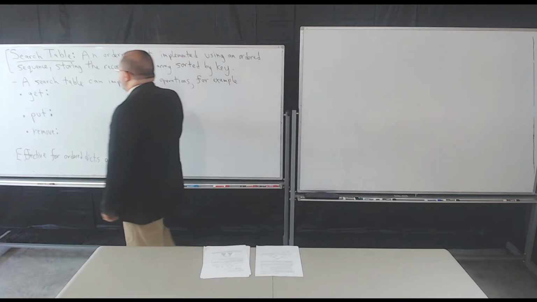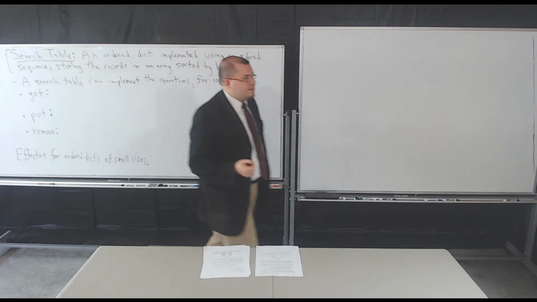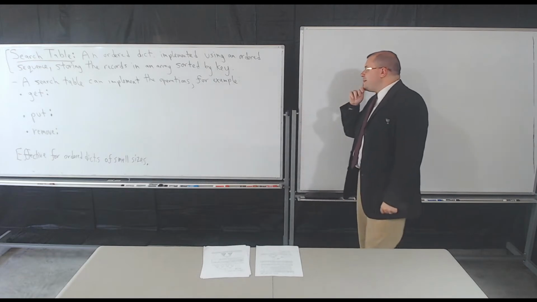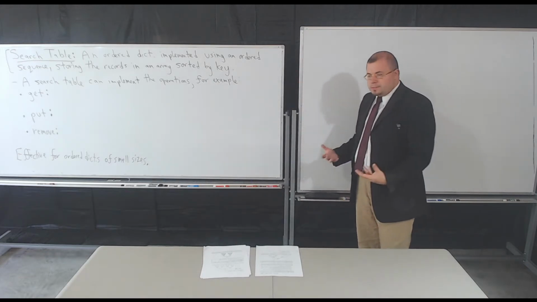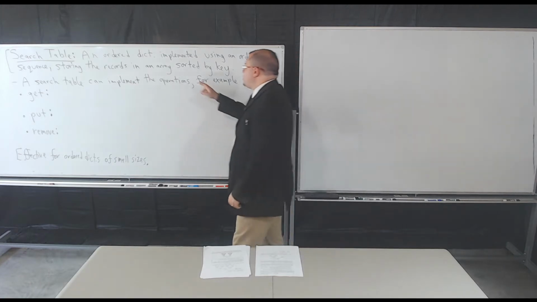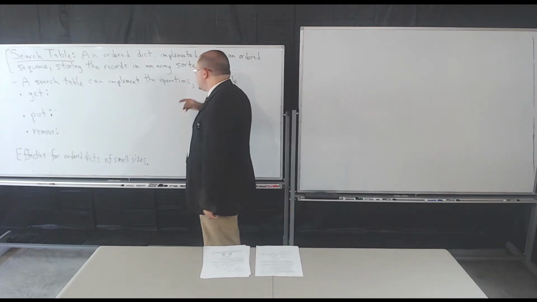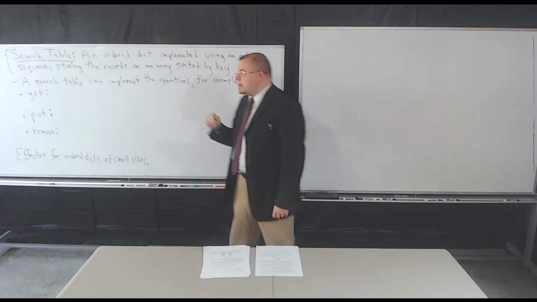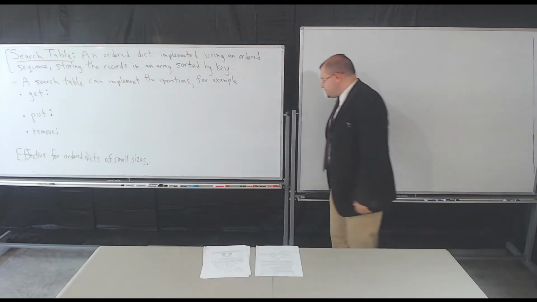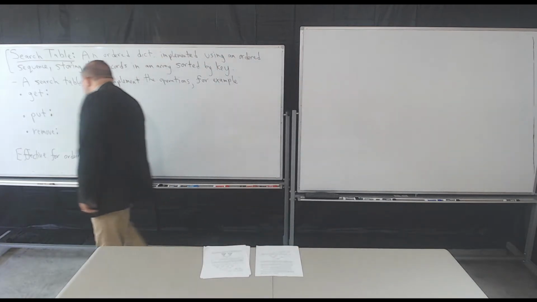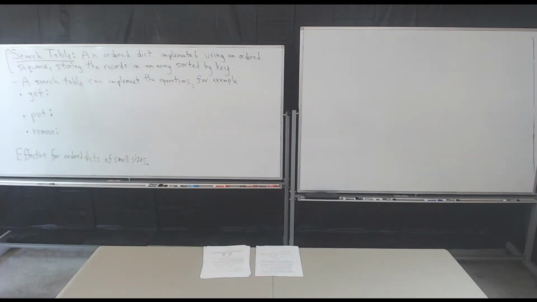So that being said, I'm going to describe one way you can implement an ordered dictionary. This is maybe the first thing you might try: use a sorted array. The sorted array contains the records, sorted by key. So let's talk a little bit about how you can implement this. Let's talk about the three main operations, and I'll let you think about the rest, okay?